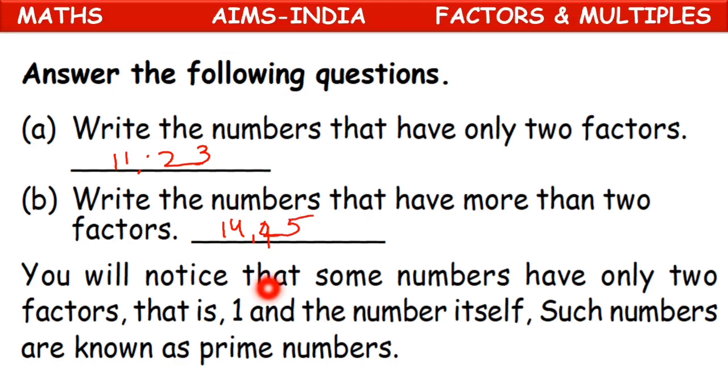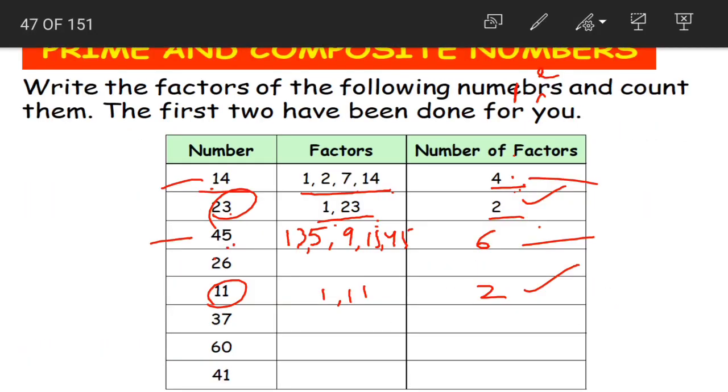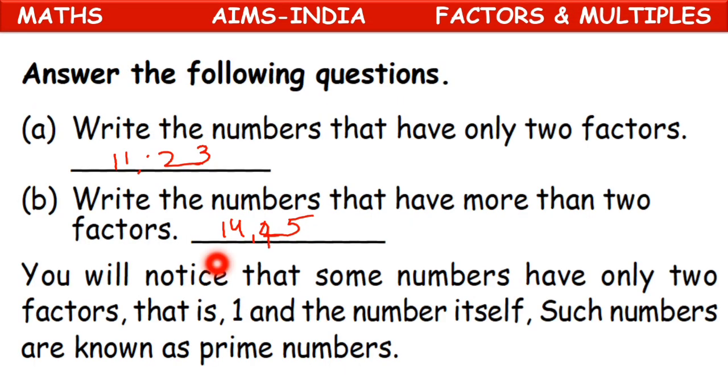You will notice that some numbers have only 2 factors, that is 1 and the number itself. If you observe here, the 2 factors we have got are 1 and the number itself. The factors of 11 are 1 and the number itself, that is 11. The factors of 23 are 1 and the number itself, that is 23. These two numbers have only 2 factors, that is 1 and the number itself.